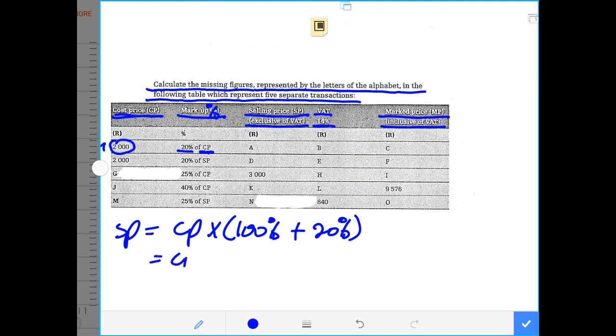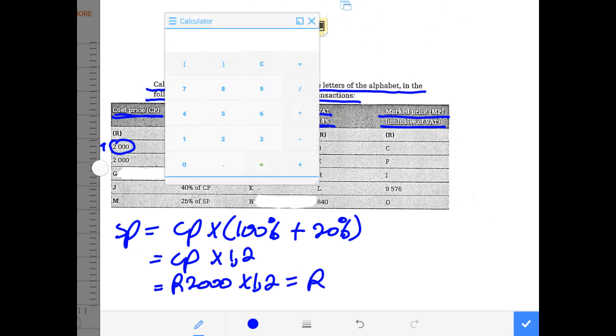Therefore, our cost price will be times 100 plus 20, which gives us 120. And we know that 120 is the same as 120 divided by 100, which is equal to 1.2. So in this case we can just simplify all the calculations. We just multiply this by 1.2. Our cost price is given as 2,000 rands. We times this by 1.2, and this will give us the amount of the selling price.